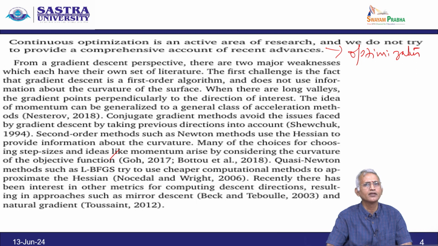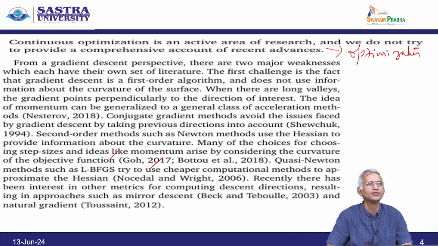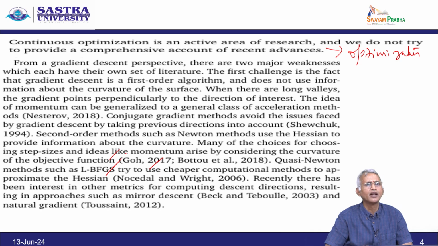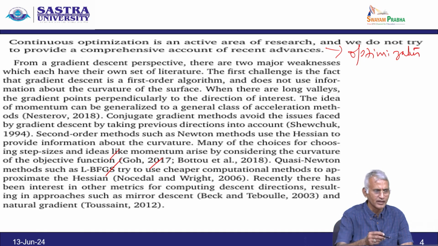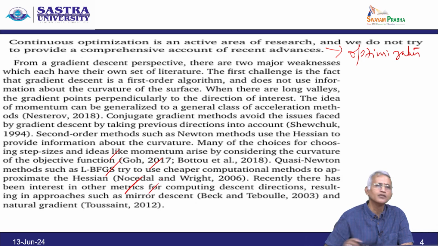2018. Quasi-Newton methods such as L-BFGS try to use cheaper computational methods to approximate the Hessian, Nocedal and Wright 2006. Recently there has been interest in other metrics for computing descent directions, resulting in approaches such as mirror descent, Beck and Teboulle in the year 2003, and natural gradient, Toussaint in the year 2012. You have to refer to the gradient descent method.